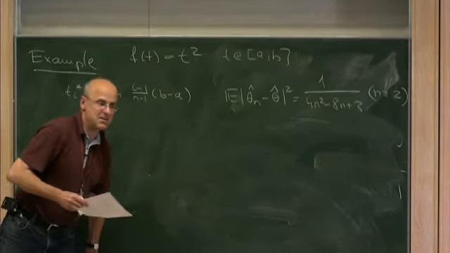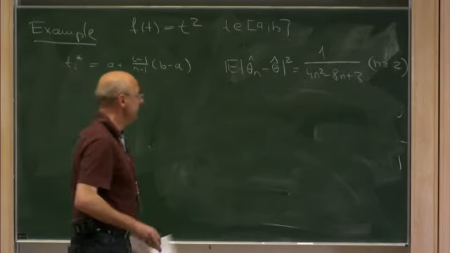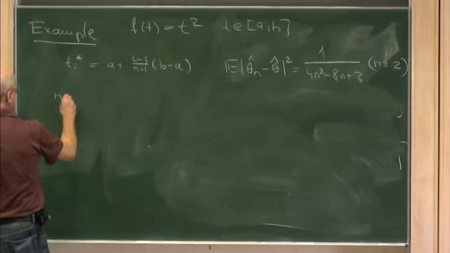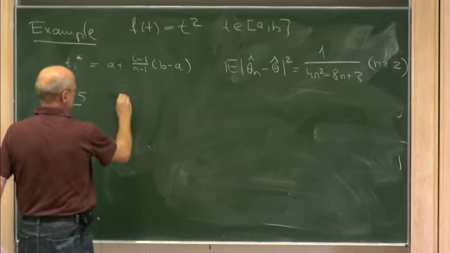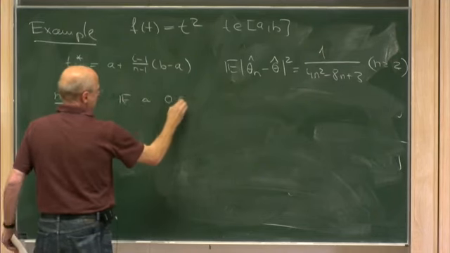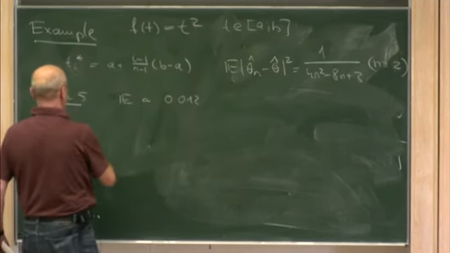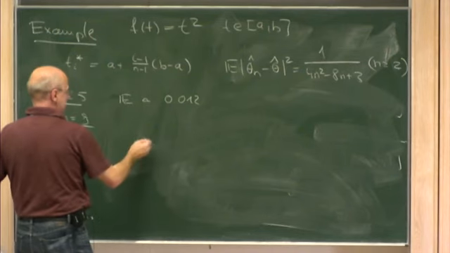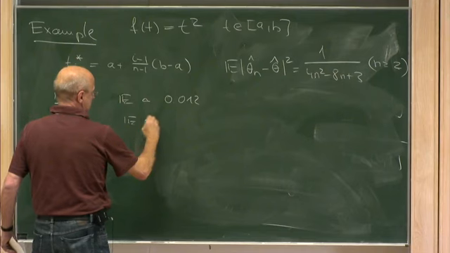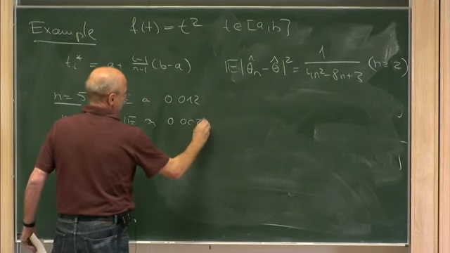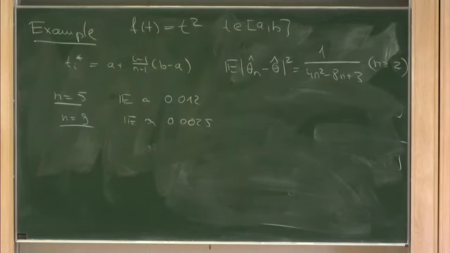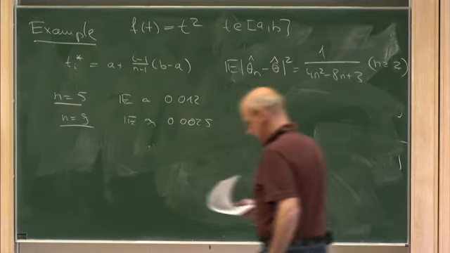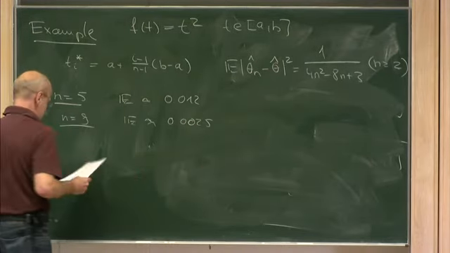So this means if you have 5 observations, this expression is approximately 0.012, and if you have 9 observations, this expression is already 0.0025. So you're very close to the optimum. So, okay. All right. Okay, so I give you a few conclusions, and then we have some discussions, how smooth f is or whatever.